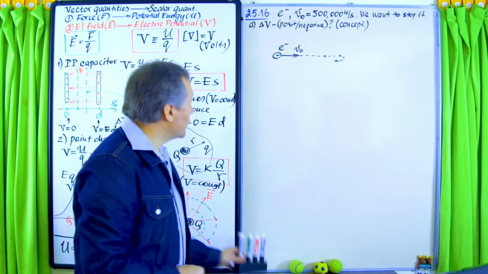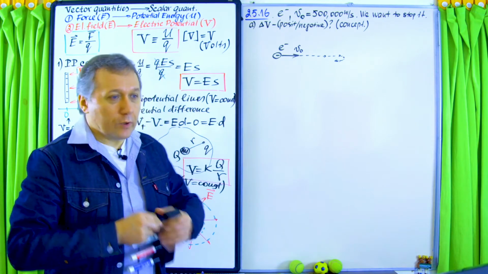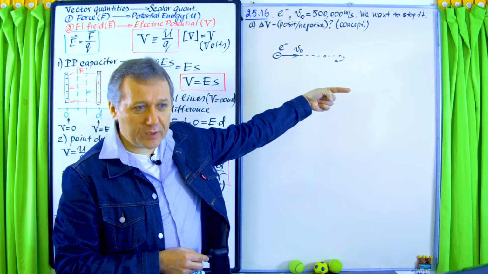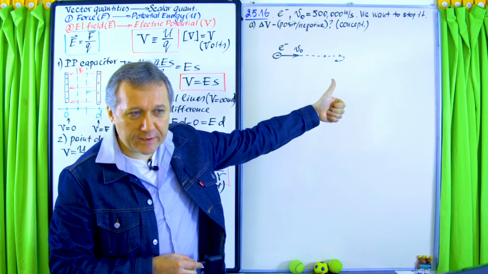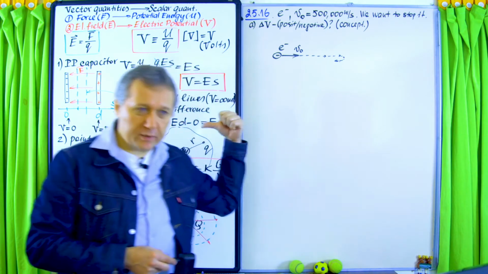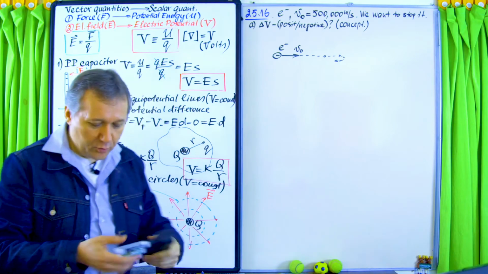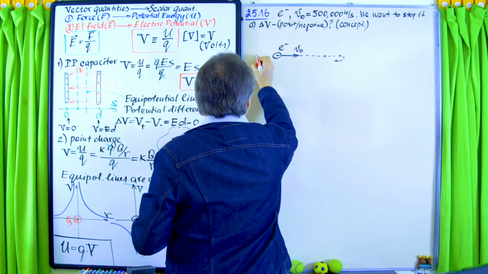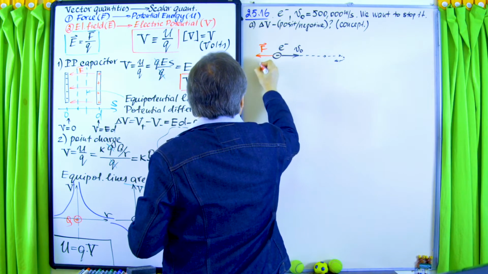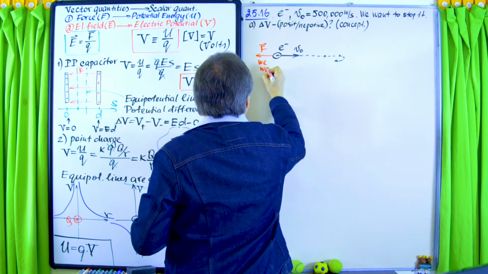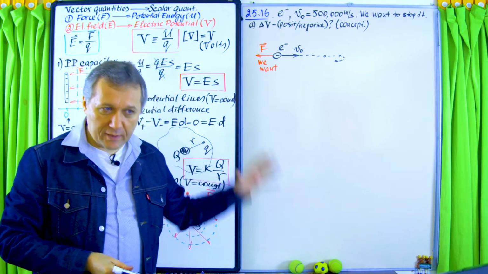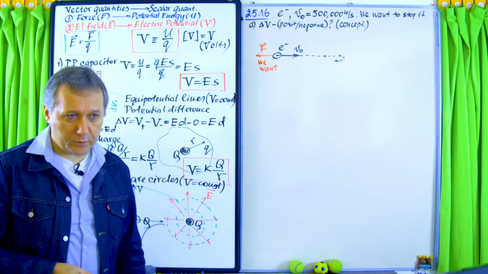Let's do it. So first, what we want is to stop it. We want to slow it down. The electron flies that way. So what should be the direction of the electric force if we want to slow it down, if we want to stop it? Of course, it should point in the opposite direction. I think you don't have any doubts about that, right? So that's what we want, right? So this should be the force. Okay, let me write. We want the force pointing that way. In that case, the electron will be slowing down and eventually it will stop.